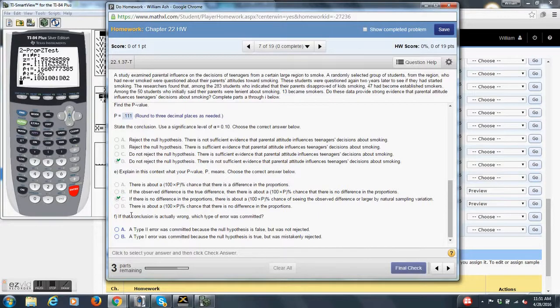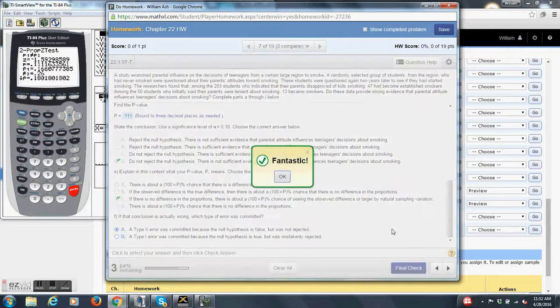If the conclusion is actually wrong, I'm going to look over here on page 561. If I failed to reject H null, but it actually was false, then I'm looking at a type 2 error. There's a little chart there in your book. It's 561. That's all I ever look at.